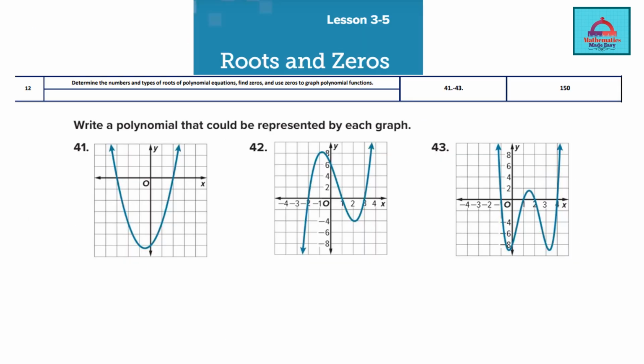Okay, so let's solve for lesson 3.5, roots and zeros, these three questions. These are graphical questions. As you see, the graph is given. You just have to write a polynomial that would be represented by each graph. Very easy question. So just observe the method that we'll be using and you can solve all three of them very easily.